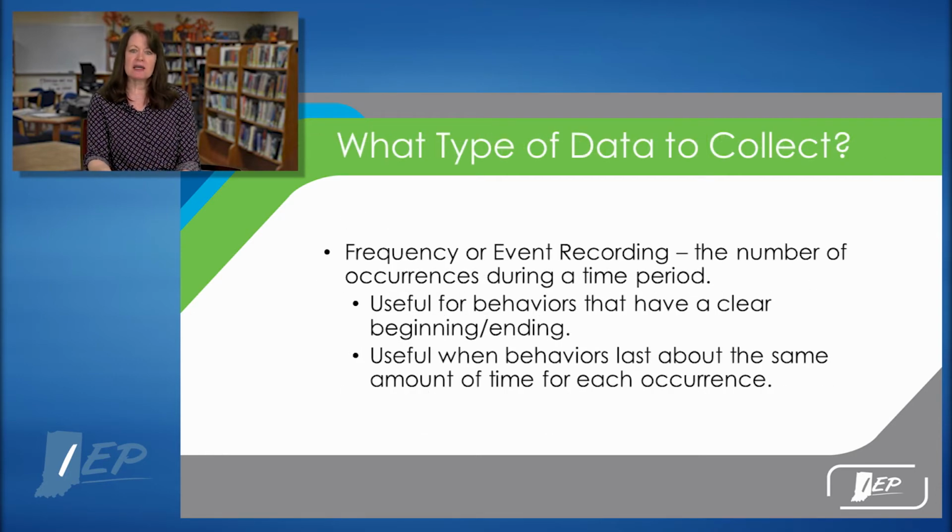So when we start collecting data, we want to think about the method to use for collecting that data. We can use a variety of procedures, and some behaviors lend themselves better to certain procedures than others. So one thing that we can use is a frequency count or an event recording. So the number of times that something happens during an observation.